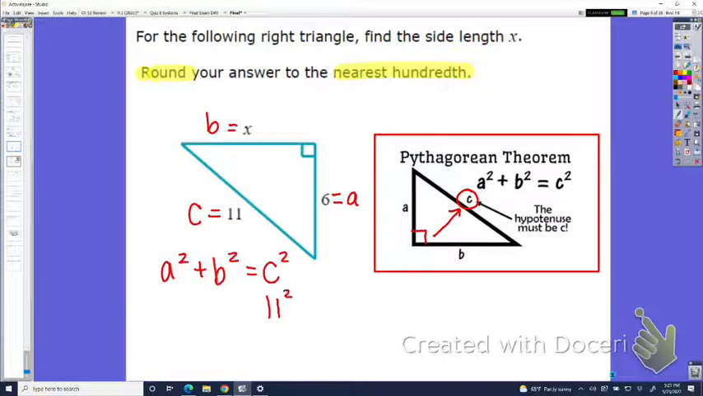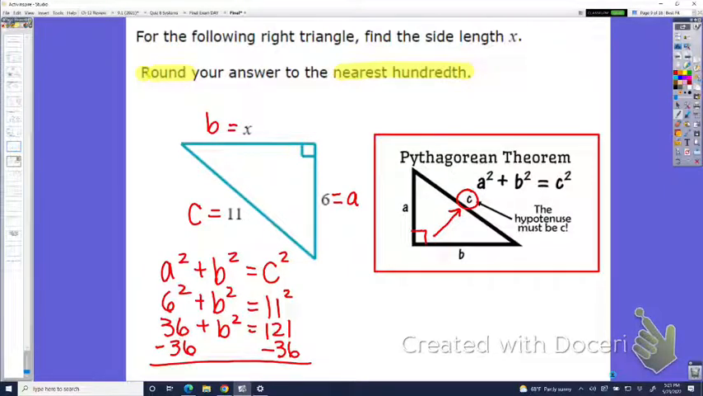C is 11. A we said was 6. We're solving for B. So 36 plus B squared equals 121. Subtract 36 from both sides. And you get that B squared is equal to 85.